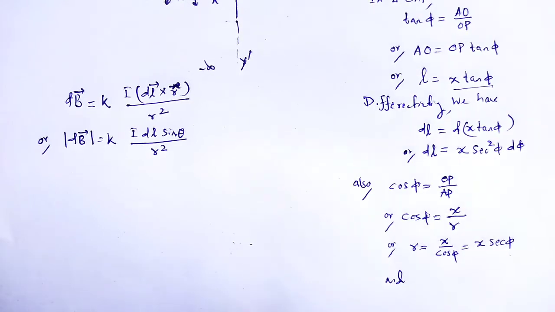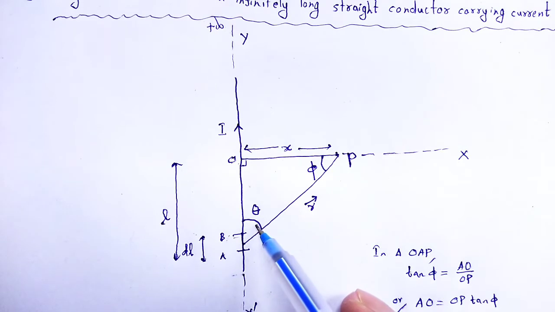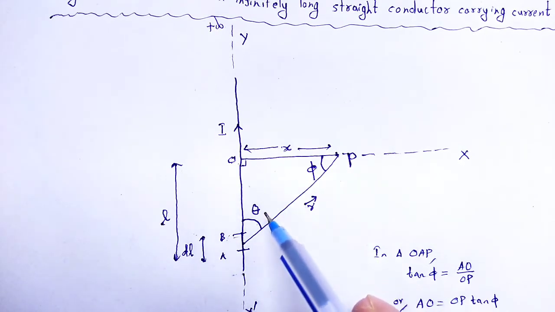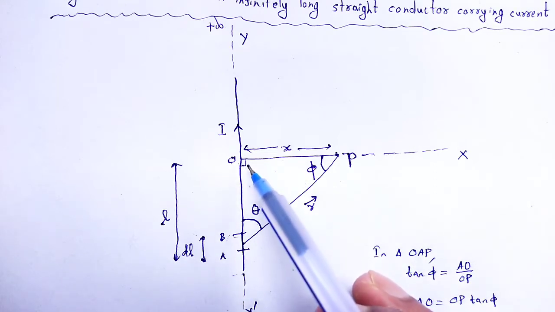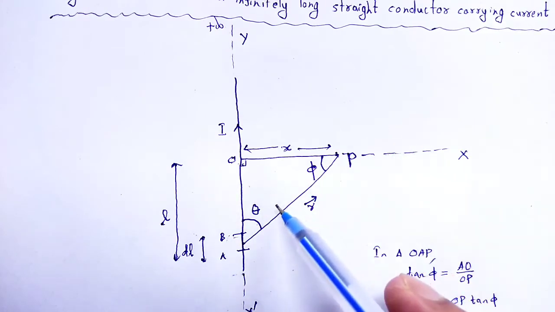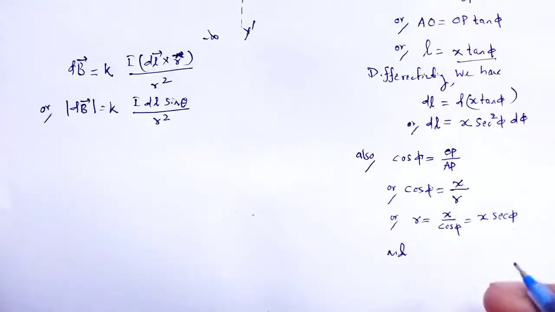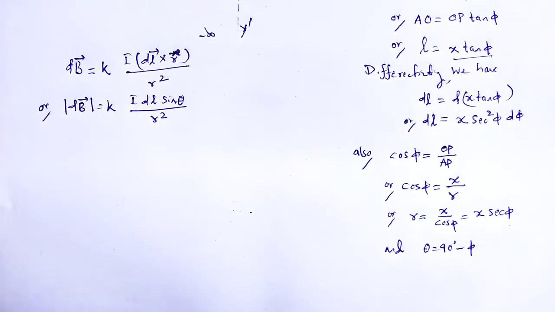And the value of theta is equal to 90 minus phi, as theta plus phi is equal to 90 degrees, since the sum of the three angles is 180 and one is 90. So theta plus phi is equal to 90, so theta is equal to 90 minus phi.